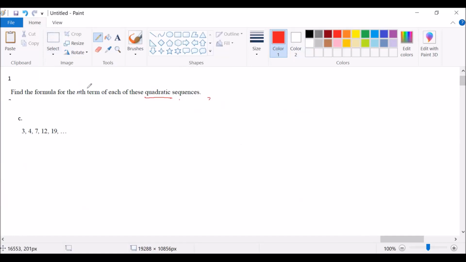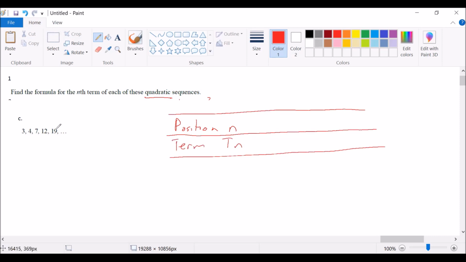Find the formula of the nth term of each of these quadratic sequences. Let's look at C. The first thing we will do is make a table of this. These are the terms of the sequence. We want the position n and the term, which is Tn. We have 5 terms, so the positions are 1, 2, 3, 4, 5.